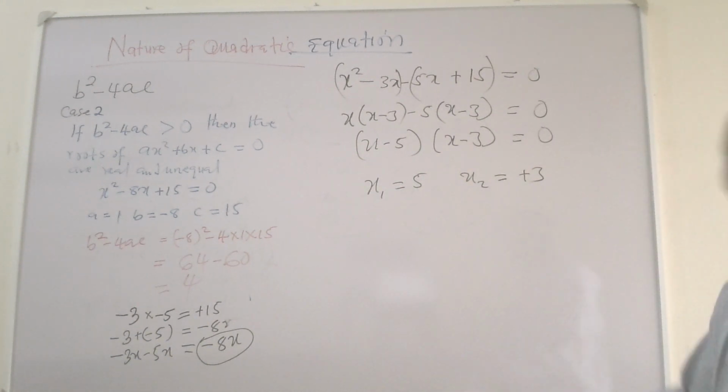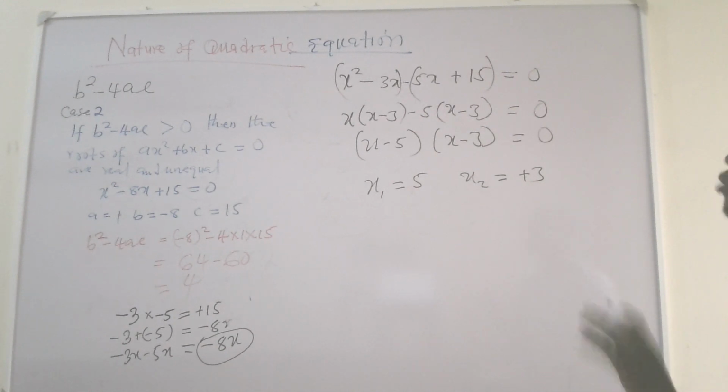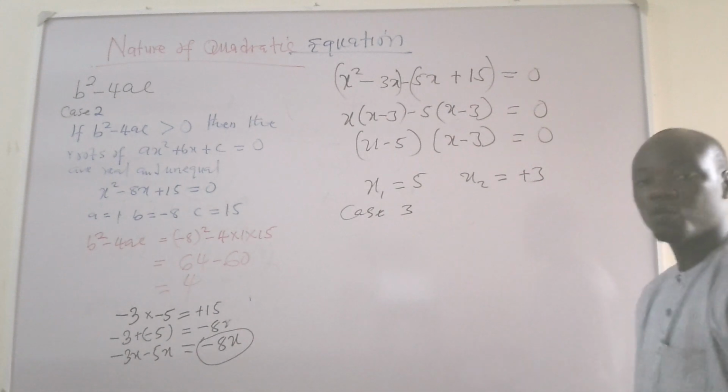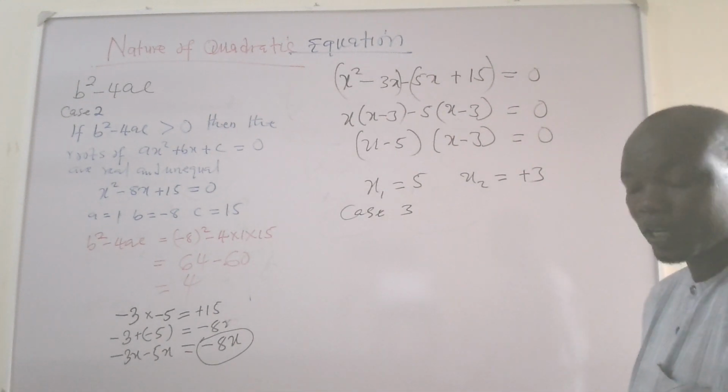So you see they are real, but they are unequal. They are not equal, but they are real. So that is why you can simply apply the factorization method and solve this problem. Then we have case 3. So what happened in case 3?